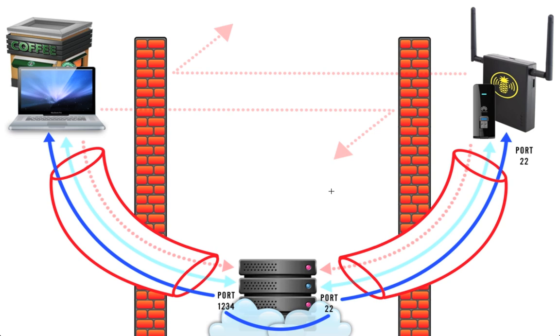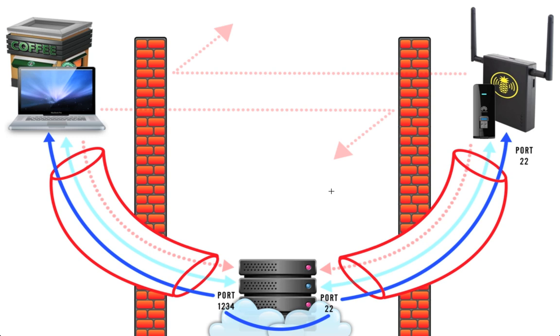But here's the really cool thing about a relay server. Our relay server can bridge the connection between the computer and the Pineapple. Our Pineapple, for example, connects to the relay server on port 22, and our computer connects to the relay server on port 1234, or whatever port we specify. It doesn't matter as long as the port's not in use. The relay server will do what's called port mapping, and essentially what it does is it takes the computer's connection on port 1234 and sends it to the Pineapple's connection on port 22. And as a result, we now have a bidirectional line of communication between our computer and our Pineapple.